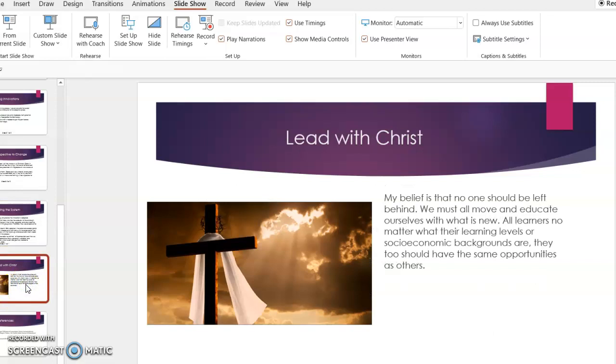And leading with Christ. How would we lead our working environment with the incorporation of Christ? My belief is that no one should be left behind. And as a school teacher, I wholeheartedly believe that no child, regardless of their learning abilities, mental capabilities, physical capabilities, their prior knowledge or their current knowledge, is left behind. I treat all of my students the same, and I encourage all of my students to learn.